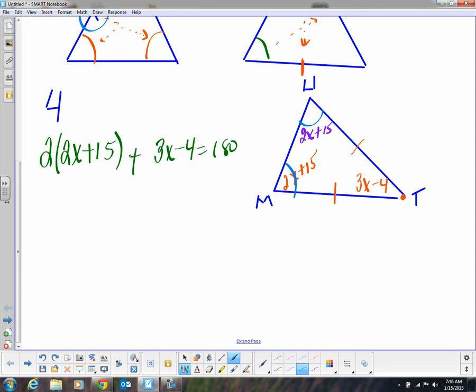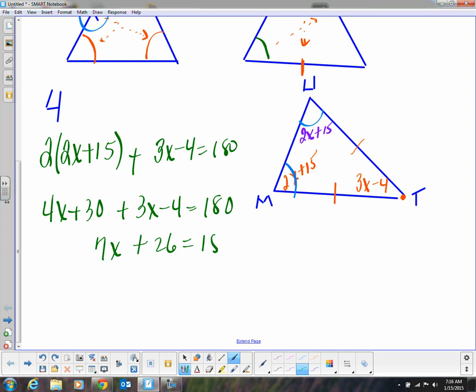All right. Are we there? Are we better? So now we got 4x plus 30 plus 3x minus 4. Could you have said 2x plus 15 plus 2x plus 15 plus 3x minus 4? Okay. So you're going to have 7x plus 26 equals 180. When we subtract 26, anybody put the calculator away? There we are, still real dependent.